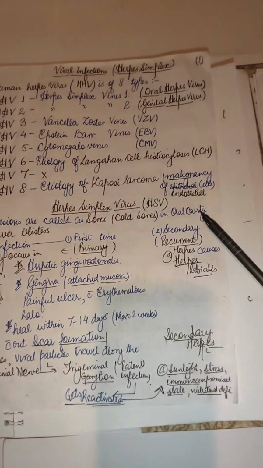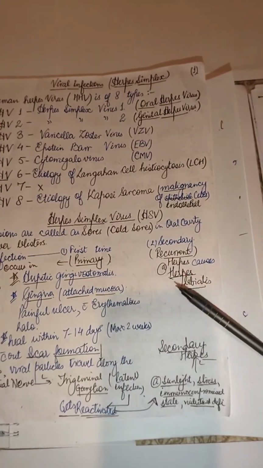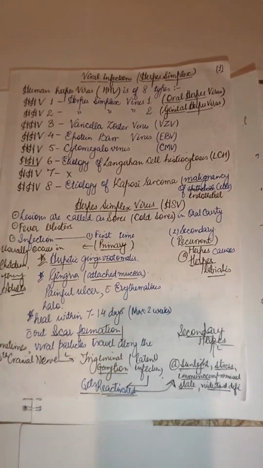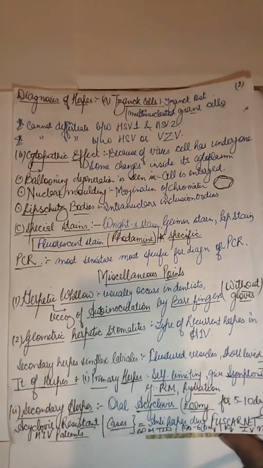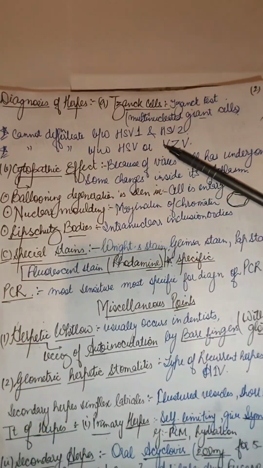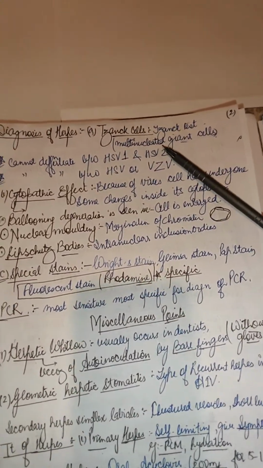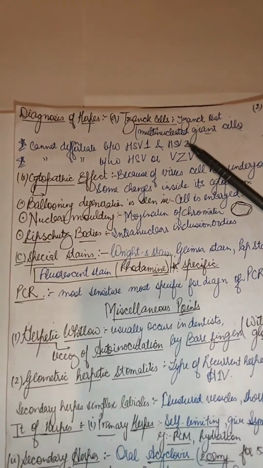Now, when we look at the secondary infection, secondary recurrent herpes basically leads to the formation of herpes labialis. Now we move on to the next important point, the diagnosis of herpes. The diagnosis of herpes is basically through the Tzanck cells. The Tzanck test is done, and in the Tzanck test we find multinucleated giant cells.